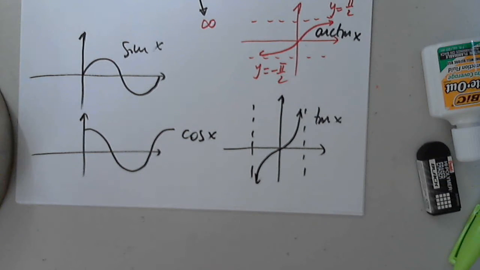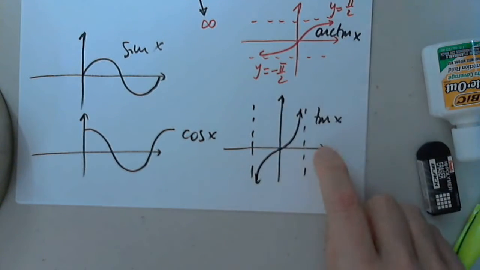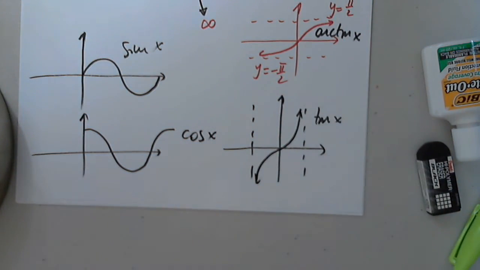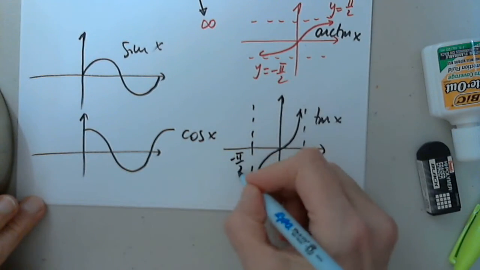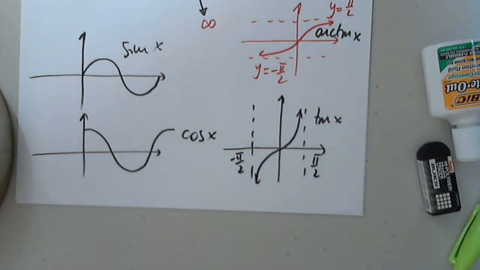Very good question. But what is the domain restricted by then? It's undefined when cosine, the denominator, is 0. Oh, yeah, negative pi over 2, pi over 2. When cosine is 0. Awesome, thank you. Yes, thank you.